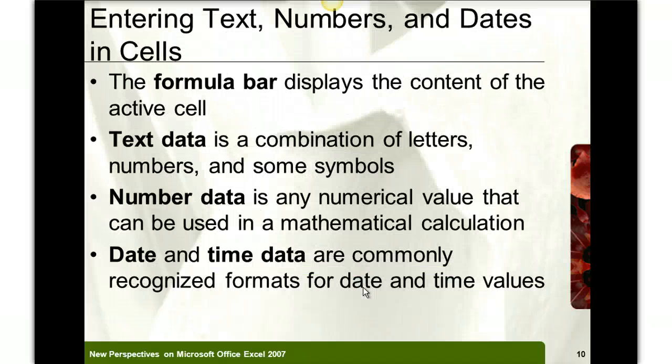I've already gone over this slide, but the formula bar actually allows you to display the contents of the active cell. The text data is either letters, numbers, or symbols. The numeric data is any numeric value for mathematical calculation, like I did in the example already. Date and time data are commonly recognized formats, also in Excel.